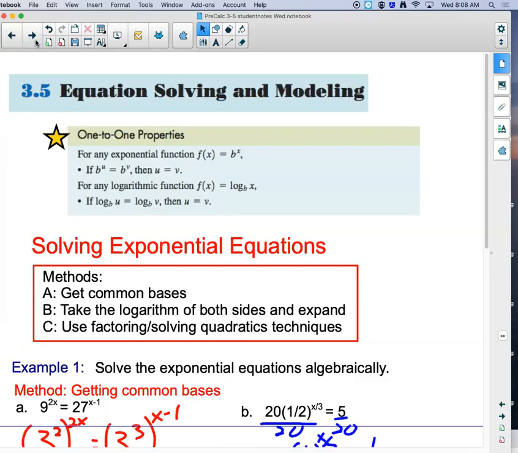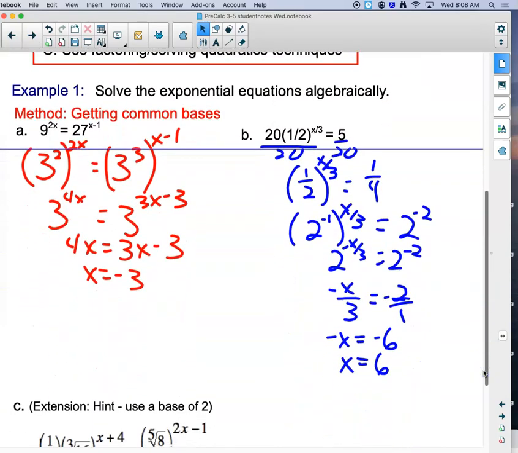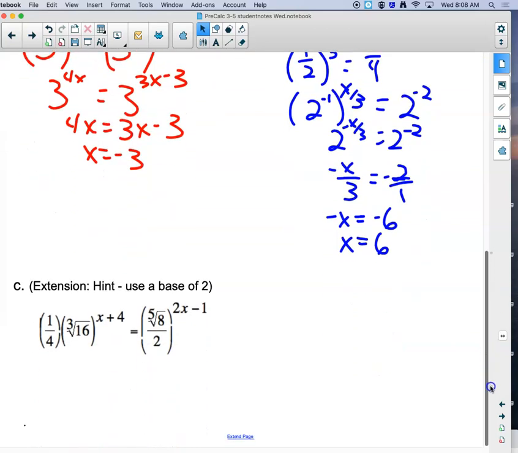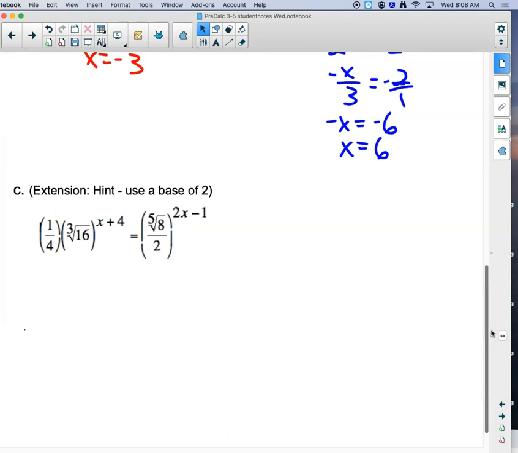So yesterday, just to give us a little bit more time, I went through and already did a couple of pretty basic solving exponential equations by getting common bases, and that was these two right here. Again, we have to recognize when we see 9 and 27 that those are both powers of a base of 3. And when we see numbers like 1/2 and 1/4, we have to recognize that those are base 2 powers. So you kind of have to change your thinking a little bit when you get to these problems, because you have to think about that common base and you have to think in terms of powers.